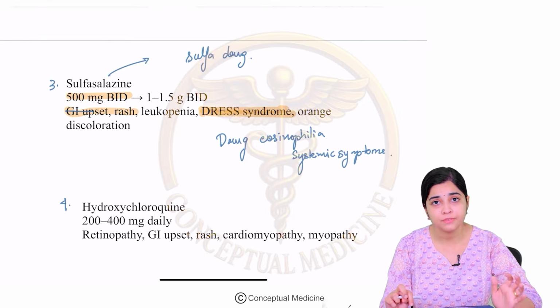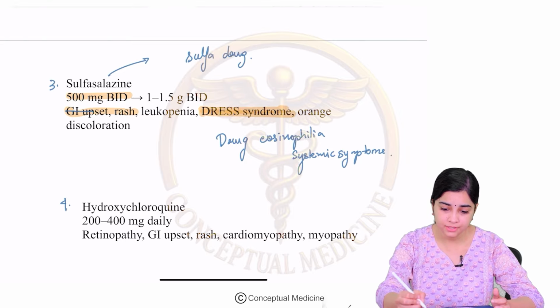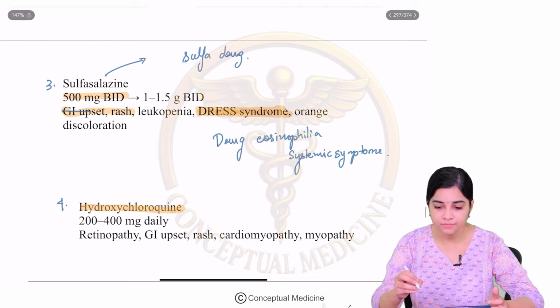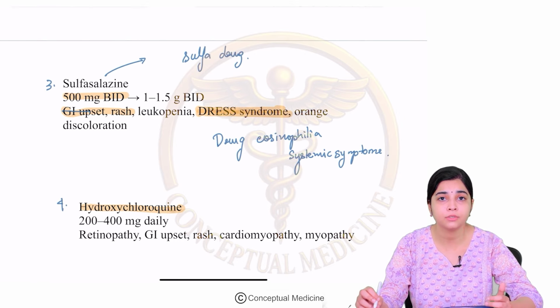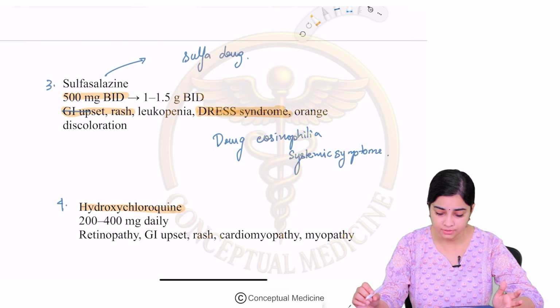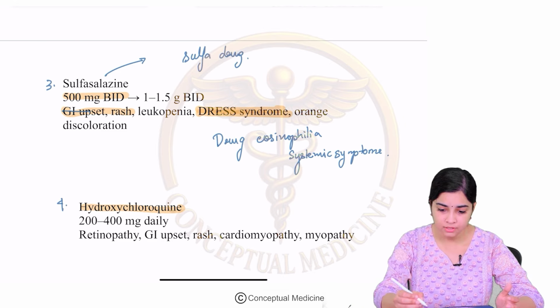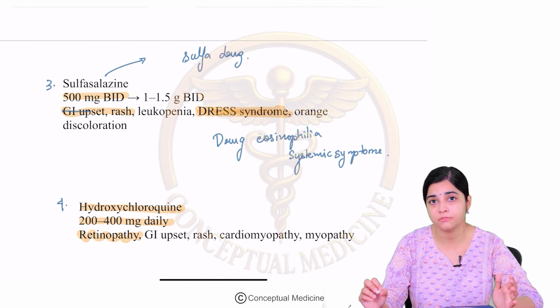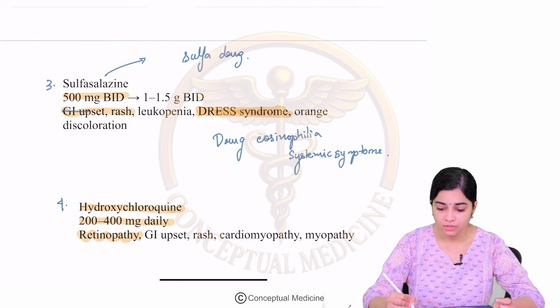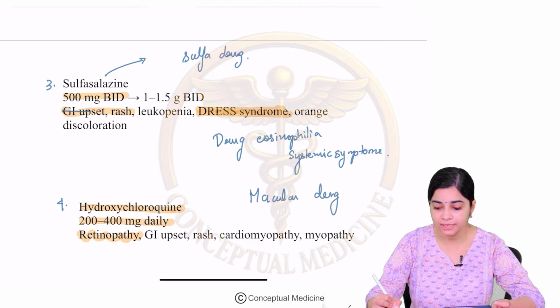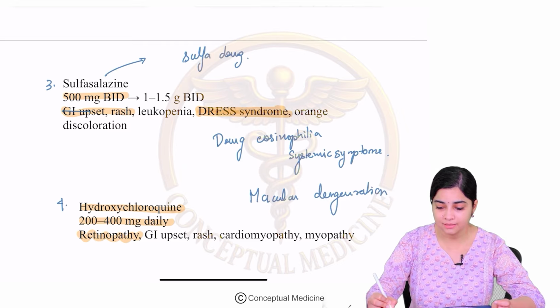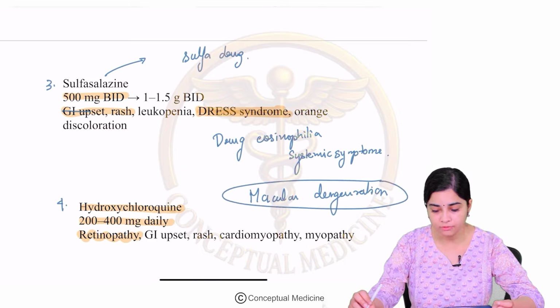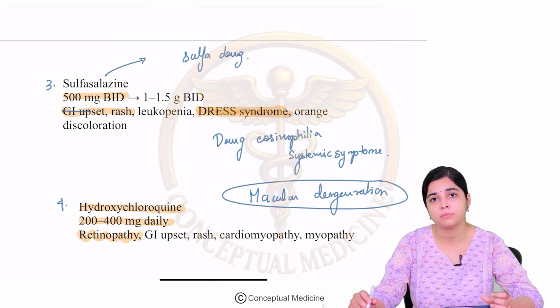And the last of the conventional synthetic DMARDs that we should be aware of is hydroxychloroquine, which is basically an anti-malarial agent, and it's a very commonly used drug. This is given at a dose of around 200 to 400 milligram daily, and the most important side effect we have to be watching out for in HCQ is that it can cause retinopathy and macular degeneration. So that is something that we have to keep watching out for, right? That is one of the most common side effects.